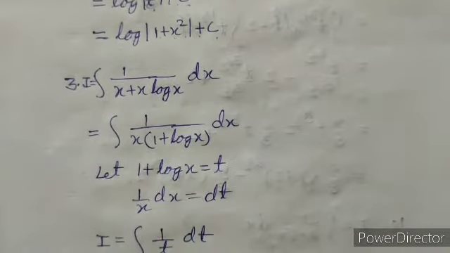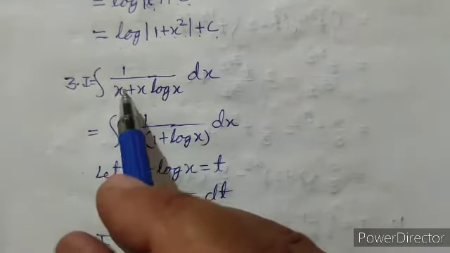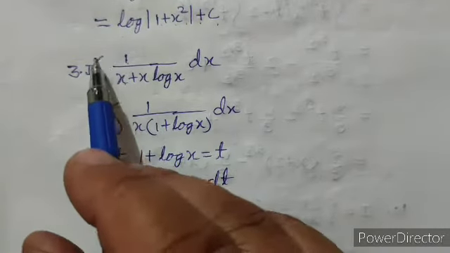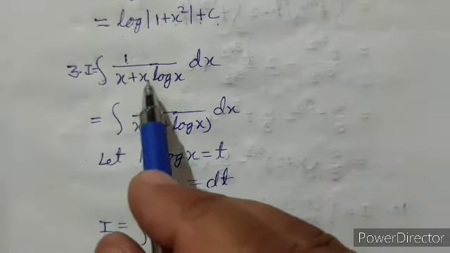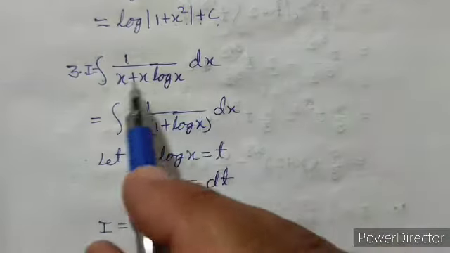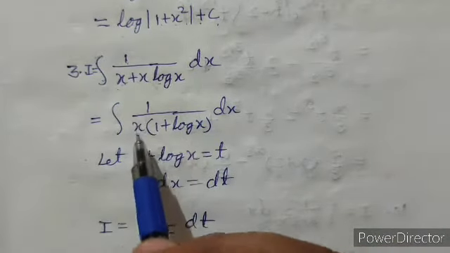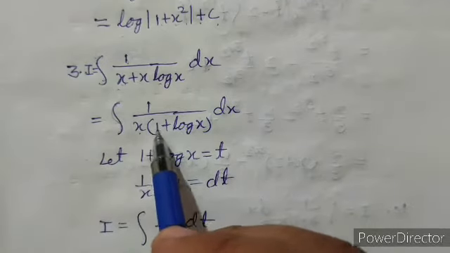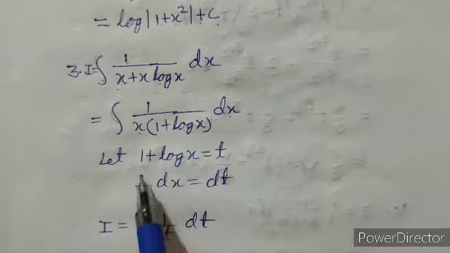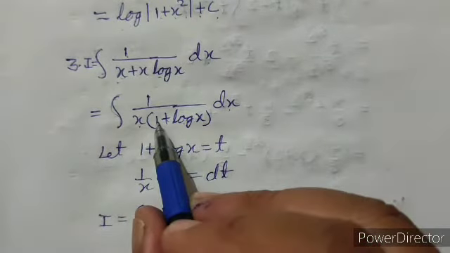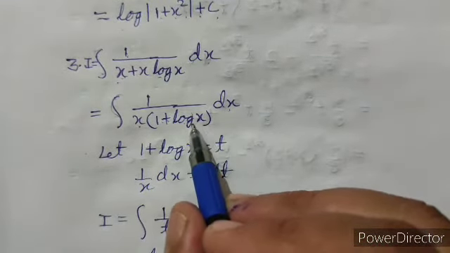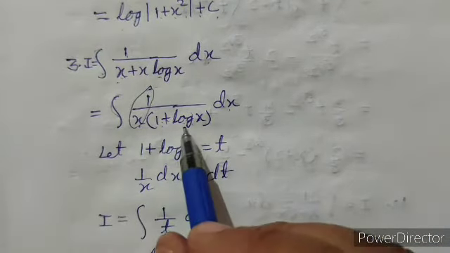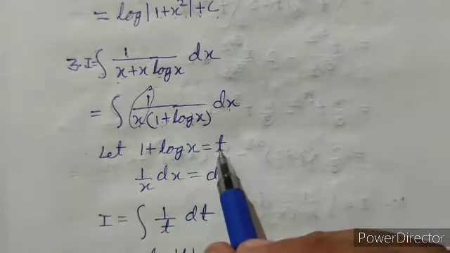In question number 3, it is similar to question number 1. Now here we have to find the integral of 1 upon x plus x log x dx. Now in the denominator we can take x as common, and this will give us I as integral of 1 upon x (1 plus log x) dx. Now as we know that d by dx of 1 plus log x will be 1 upon x, and here 1 upon x is present in the question, so we will take 1 plus log x as t.